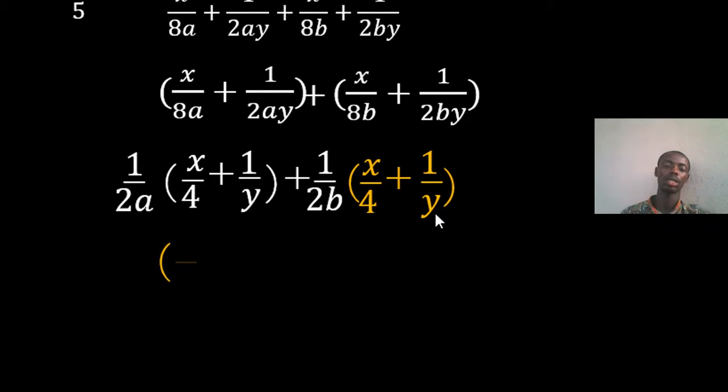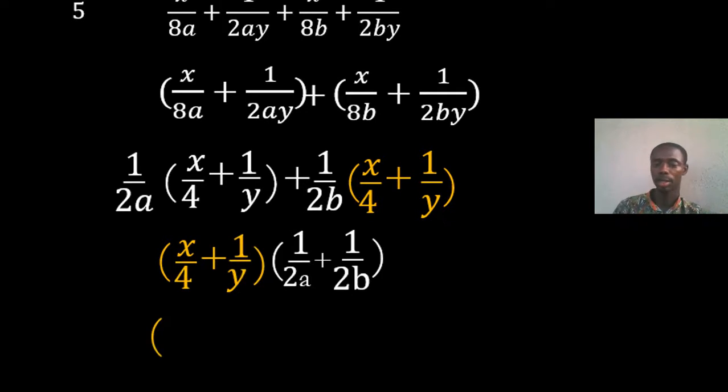Close your parentheses and what will happen now is that I have a common factor already. X over 4 plus 1 over y is already a common factor. Then open a parenthesis, I will be having 1 over 2a plus 1 over 2b. This operation is not strange. You understand. And I'm not assuming. You have been following well. You should understand. If that is true, then let's rewrite.